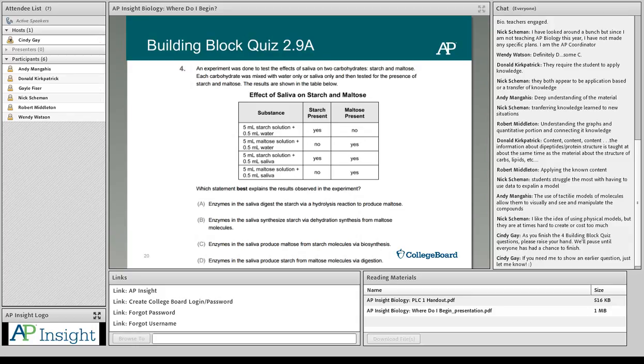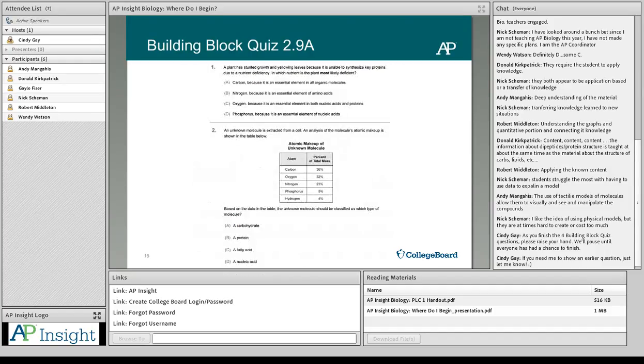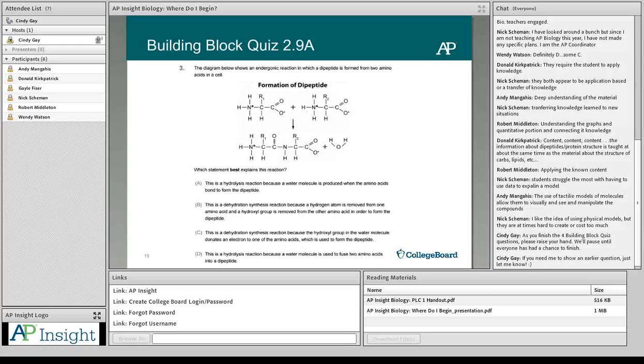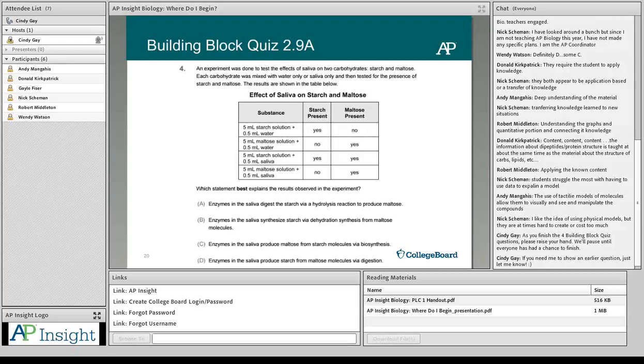Great. It looks like everybody got finished, and so if you want to check your answers, answer number 1 was B. Answer number 2 is also B. 3 is also B. But just to mix things up a little bit, question 4 is A.